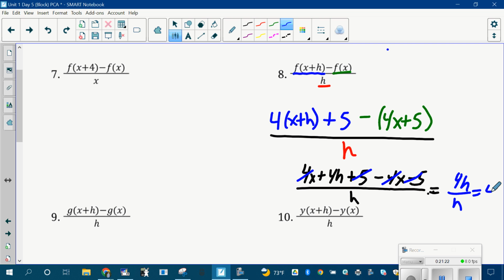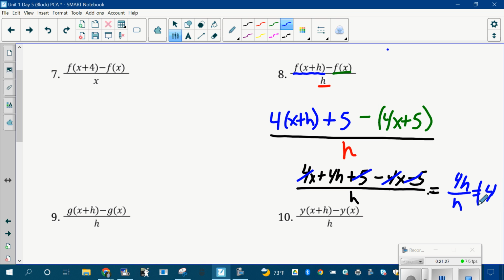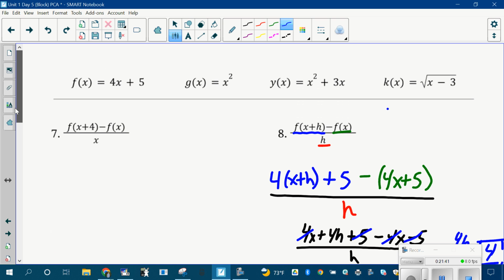Just 4. So a lot of stuff ended up canceling in that problem. That's not a coincidence. It's a formula we're going to learn about later in the year. I just wanted to show you guys that you can do the algebra part of it right now. Cool. Work together. I'll post the answer key for this stuff. You guys can do this.